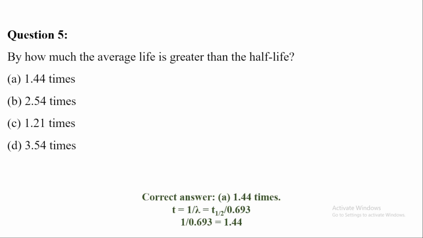So if I divide it by 1, so 1 by lambda, that means 1 divided by 0.693 divided by T half. So if you solve this, T half will go in the numerator. So T half divided by 0.693. And 1 divided by 0.693 is 1.44. So average life is equal to 1.44 times T half. So average life is 1.44 times greater than the T half, that is half life.